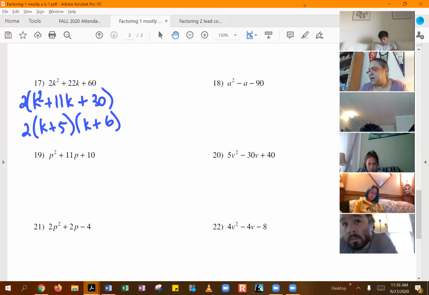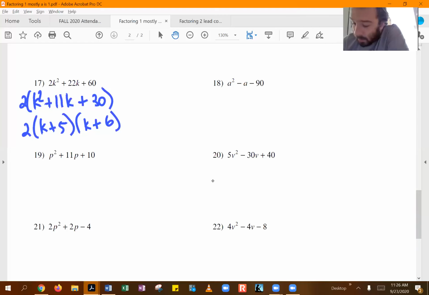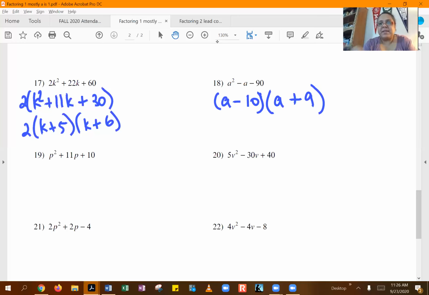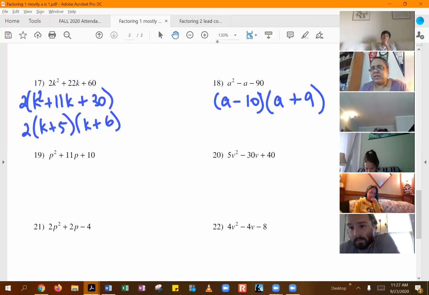So that brings us to number 18, and how about Arthur from the first group? For number 18, I got parenthesis a minus 10 and parenthesis a plus 9. Yeah, because since that 90 has a negative sign, we know we should have two opposite signs in our parentheses. Negative 10 multiplied by 9 gives us negative 90, and negative 10 added to 9 gives us negative 1, which is that middle term. Great job, Arthur. Did anybody have questions on that one?